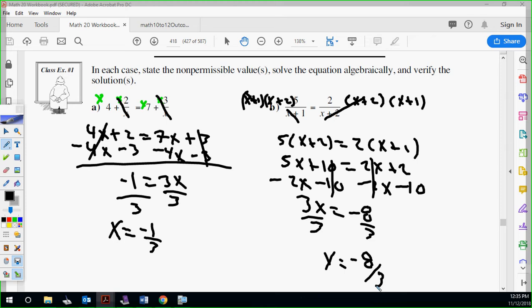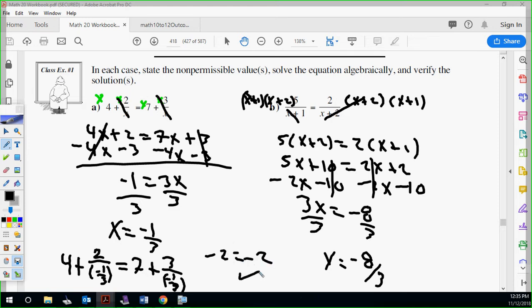We're going to verify both of them next. This is how you verify. You can do it in your calculator, or whichever way, but you would put it in. So we're going 4 plus 2 over negative 1/3 equals 7 plus 3 over negative 1/3. 2 over negative 1/3 is negative 6, plus 4 is negative 2 on the left. 3 over negative 1/3 is negative 9, plus 7 is negative 2. Verified. Negative 2 equals negative 2. Use your calculator if you'd like. I just know that dividing something by negative 1/3 is timesing it by negative 3. That's how I was able to do that a little bit quicker.